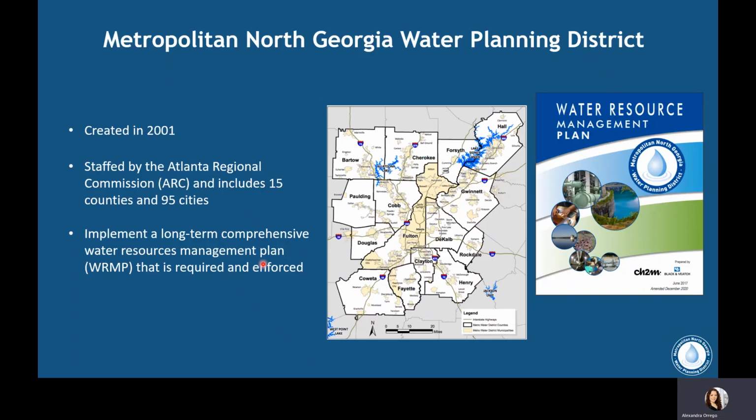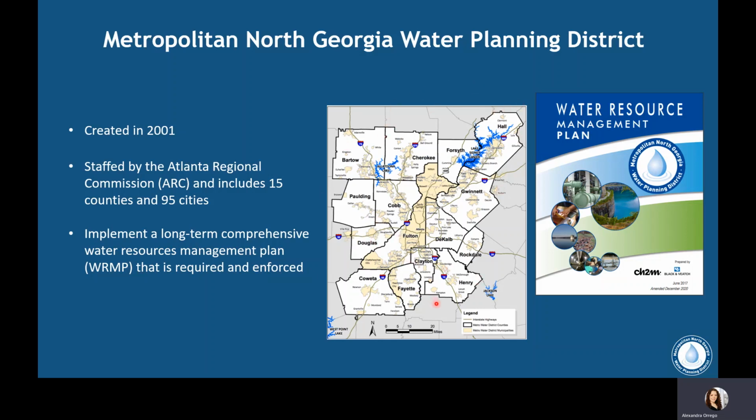First, I would like to go over what exactly the Metropolitan North Georgia Water Planning District is. And because that is such a mouthful, you will hear me refer to us as the Metro Water District for short. The Metro Water District was created in 2001, so this year marks our 20th year anniversary. We are staffed by the Atlanta Regional Commission, and we cover water resources planning for 15 counties and 95 cities.